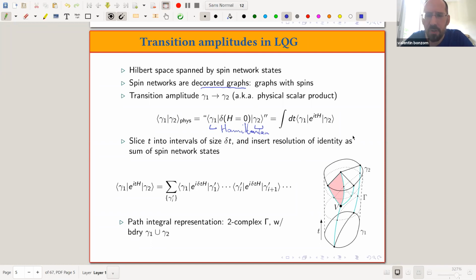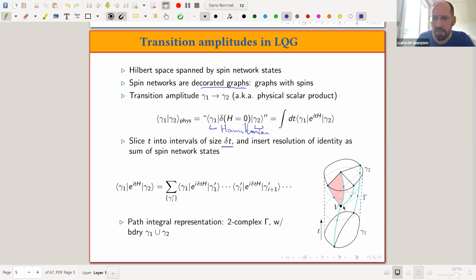So when you want to go to spin foams, what you do is basically use a path integral representation. You slice t into intervals of a small size delta t. And at each step, you insert a resolution of the identity as the sum over spin network states. So basically on the picture on the right here, you can follow t going upwards, and you start with the graph gamma 1. And then you let it evolve under this evolution operator, exponential ith.